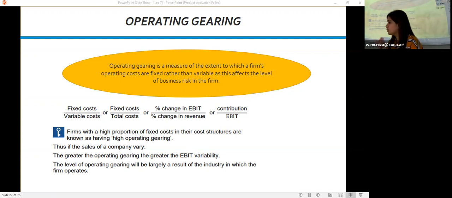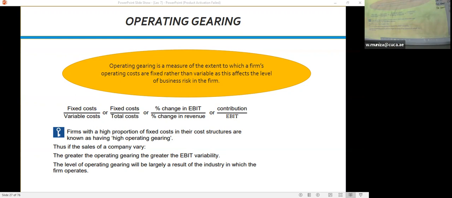So the more the fixed costs are going to be in the organization, the higher the operational gearing is. Operational gearing is the risk attached to the operational activities of the organization. That is the ratio of fixed cost to the total cost in the organization. What they say is, operating gearing is the measure of the extent to which a firm's operating costs are fixed rather than variable, as this affects the level of business risk in the firm.